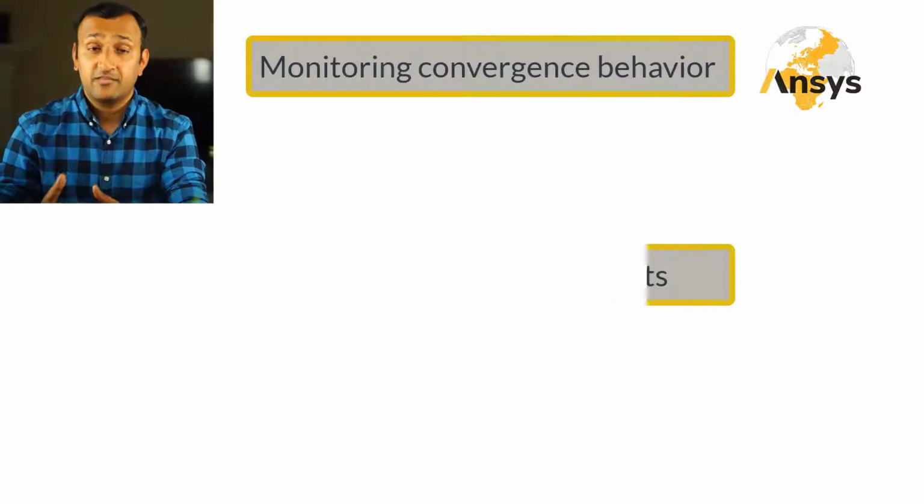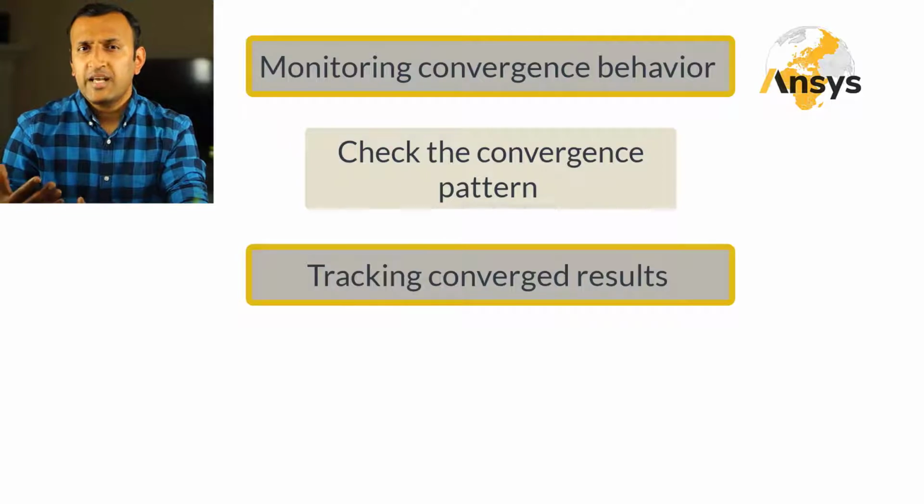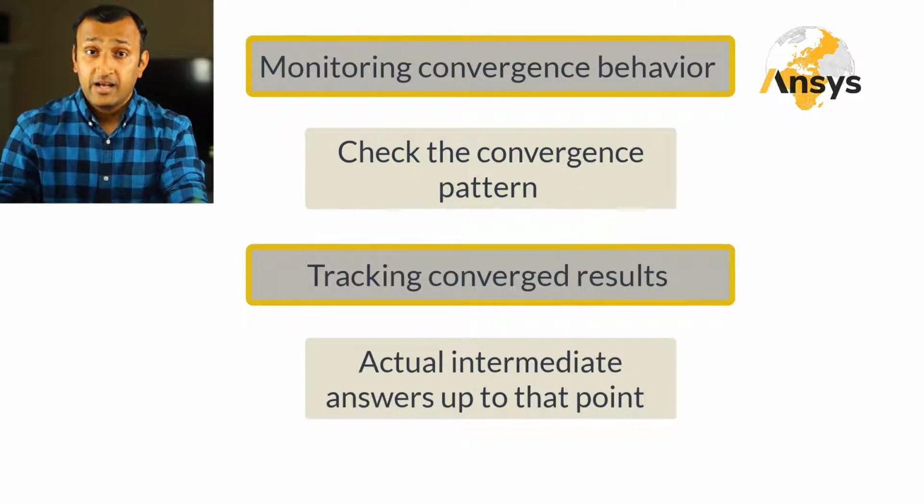It's important to note that there are two ways of monitoring nonlinear solutions: monitoring the convergence behavior and tracking the converged results. The former allows us to check the convergence pattern to see if the solution is progressing smoothly or not. The latter gives us insight regarding the actual intermediate answers up to that point.